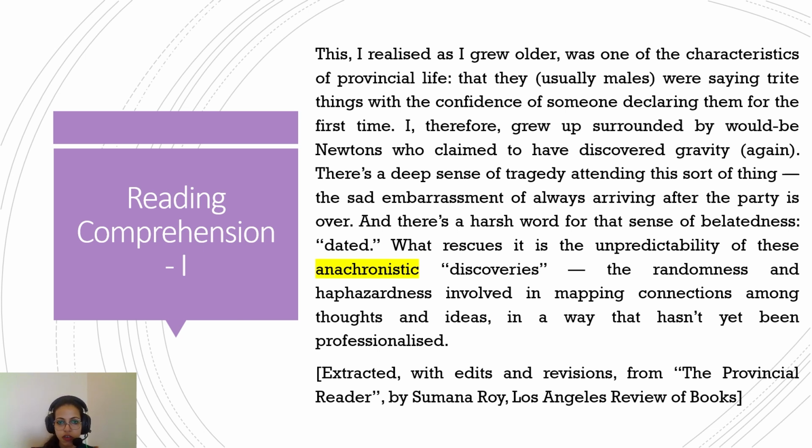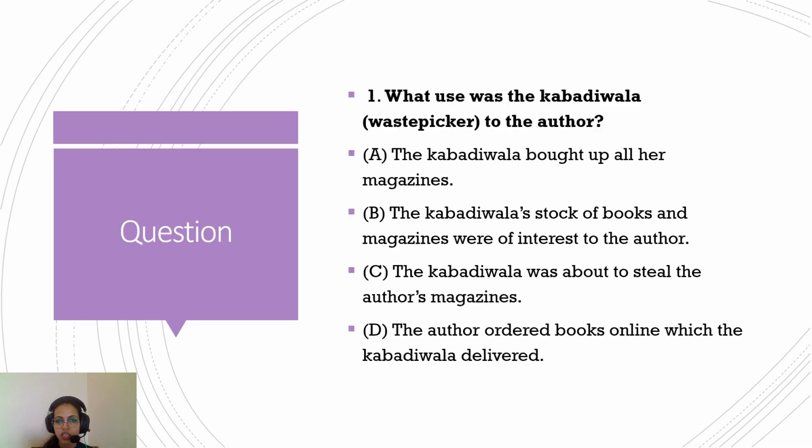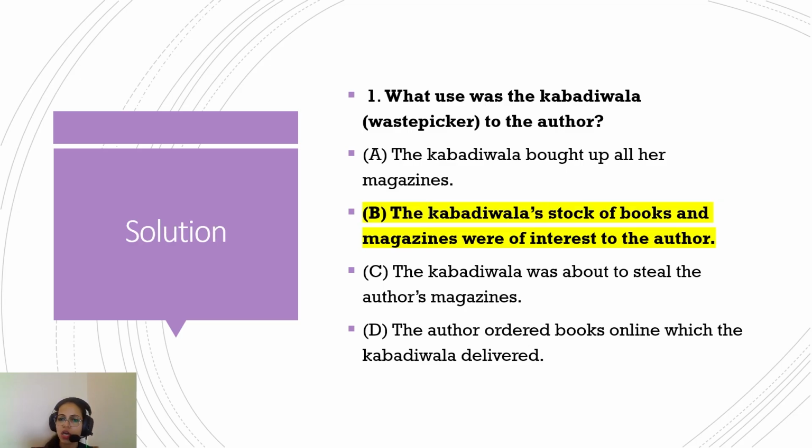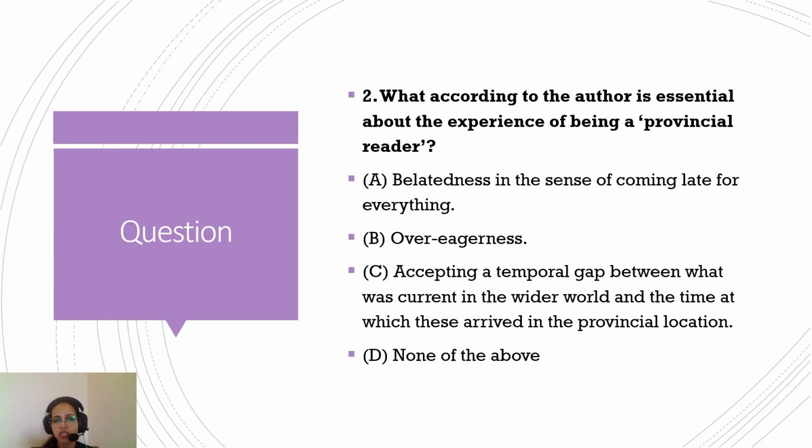I hope you've understood what this passage is about. Now let's try to solve the question. So we already did this one, but we'll quickly go through this again. What use was the kabadiwala or the waste picker to the author? The kabadiwala's stocks of books and magazines were of interest to the author. What, according to the author, is essential about the experience of being a provincial reader? A, belatedness in the sense of coming late for everything.